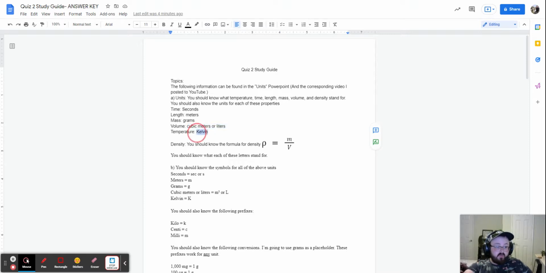And temperature for Kelvin, I'm probably going to amend this literally right now, or I could type. Oh my God, I'm struggling to type.